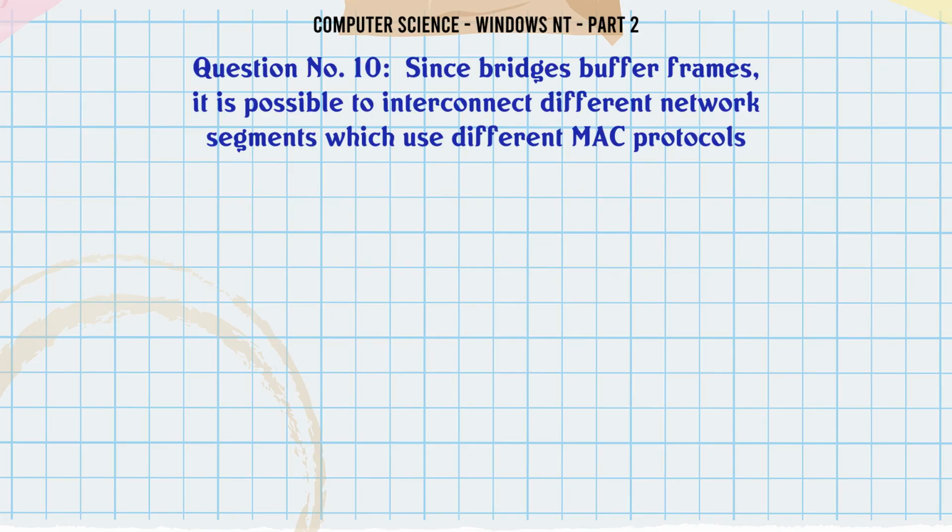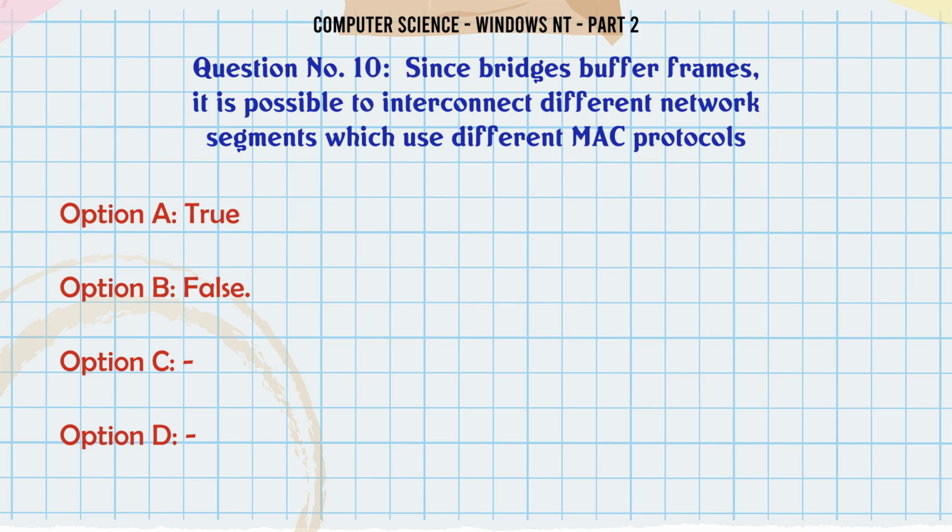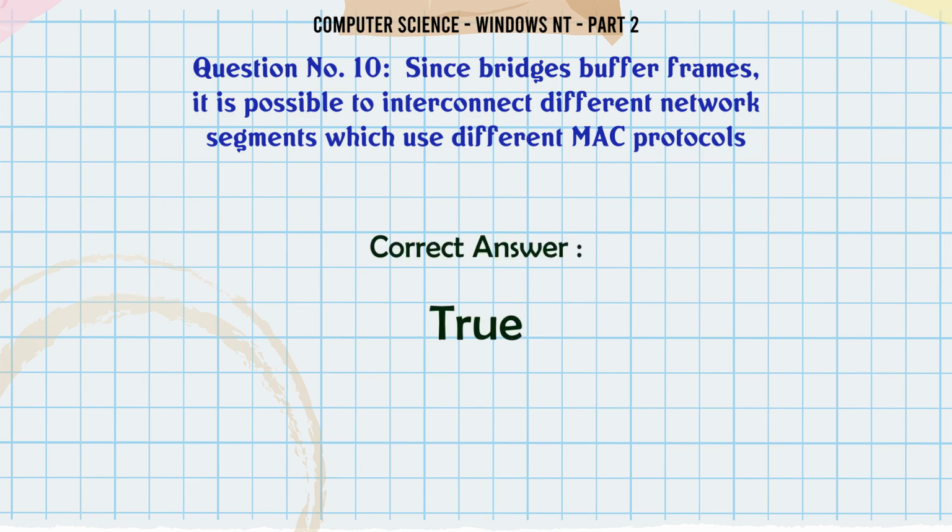Since bridges buffer frames, it is possible to interconnect different network segments which use different MAC protocols. A. True, B. False. The correct answer is true.